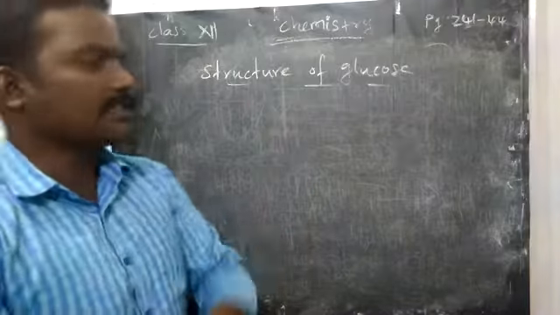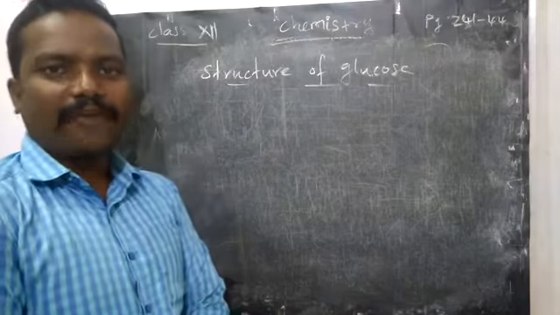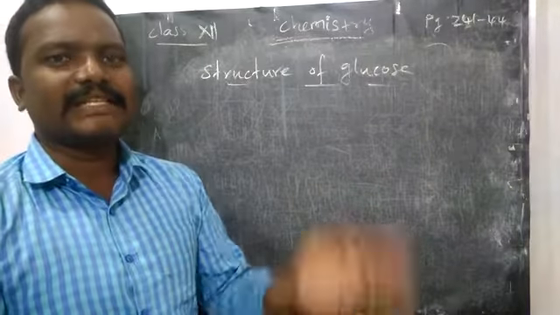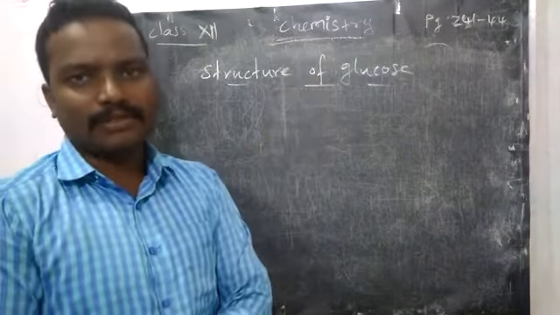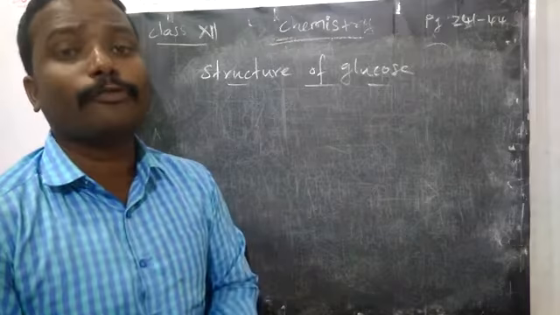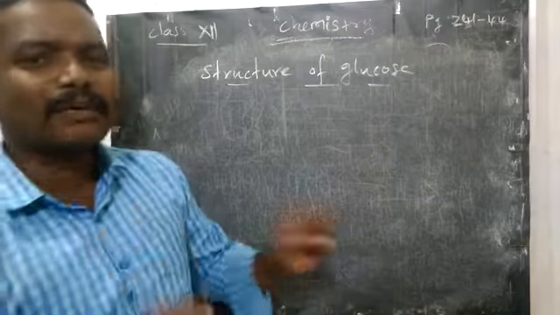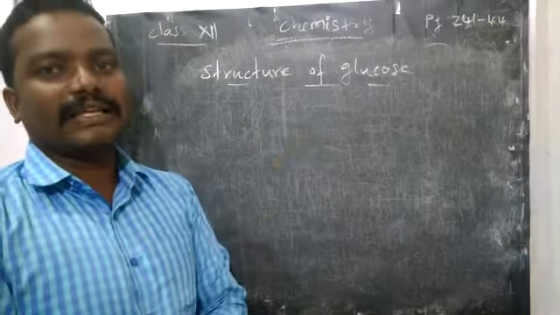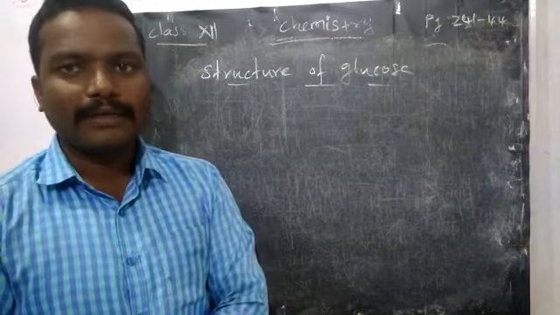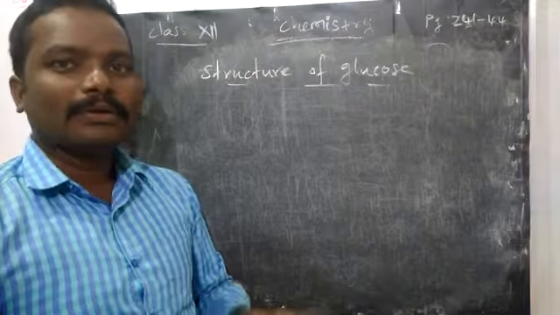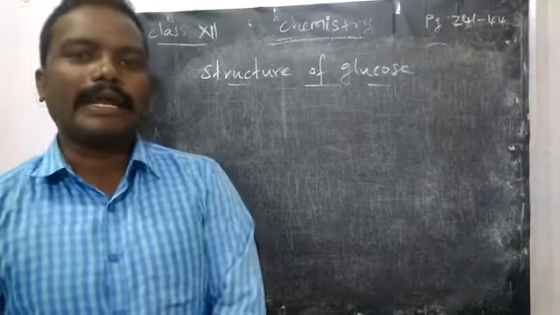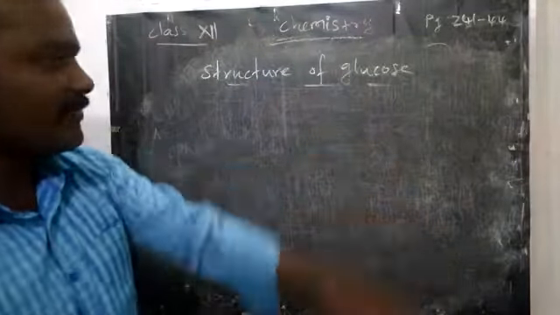But if you take the structure of glucose, which has many carbon atoms, C6H12O6, it has nearly 24 atoms. So how the atoms are arranged, how the atoms are bonded with each other, we must know, right? How they found that the arrangement is like that, we are also going to see today. Yes, so the structure of glucose.